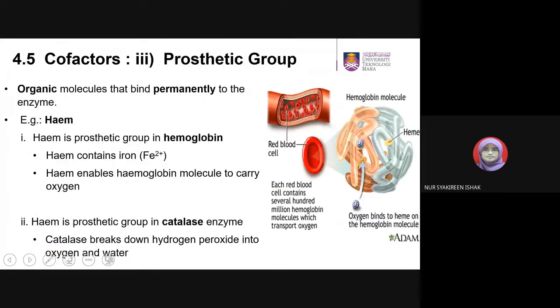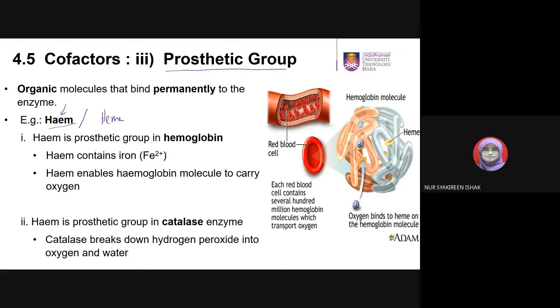Okay, so the third class of cofactors, we have the prosthetic groups. Organic molecules that bind permanently to the enzyme. For example, we have heme group. Heme, you can spell it like this, HAEM or HEME, whichever way. Heme is the prosthetic group in hemoglobin.